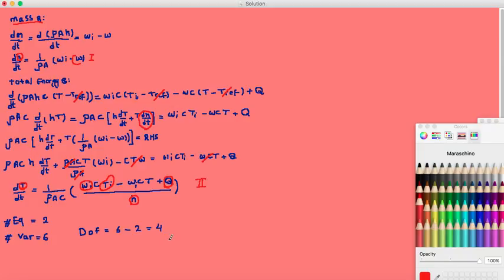Okay, in order to go further in our solution, we need to linearize equation 2, and please watch the second video for the solution of this question.